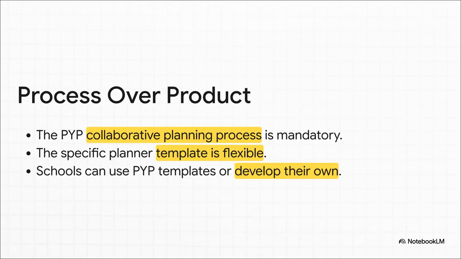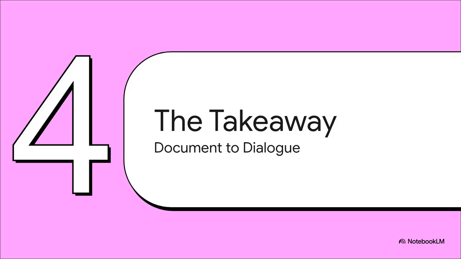So here's the crucial takeaway from those 2025 updates. It's all about this: process over product. The IB is being super clear that the collaborative planning process, the conversations, the reflections, the co-designing, that part is mandatory. But the specific planner template you use, that's flexible. Your school can and should design its own planner that actually works for your community, as long as it supports that deep collaborative inquiry.